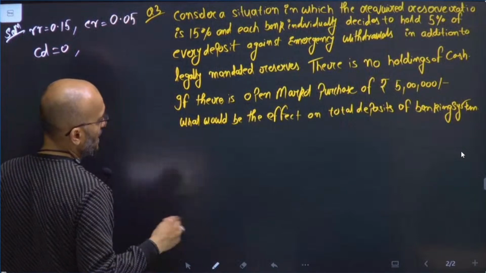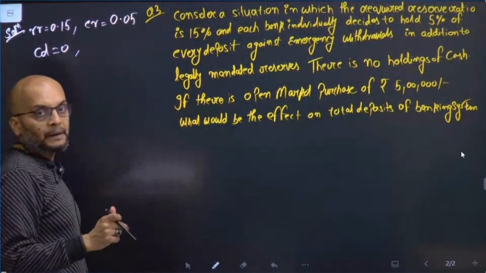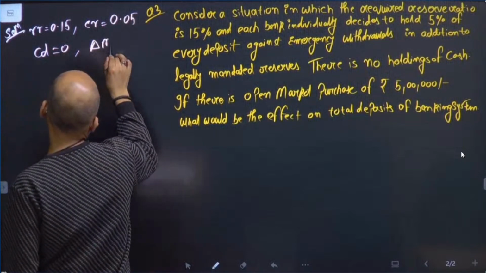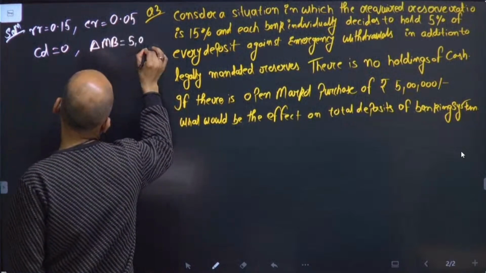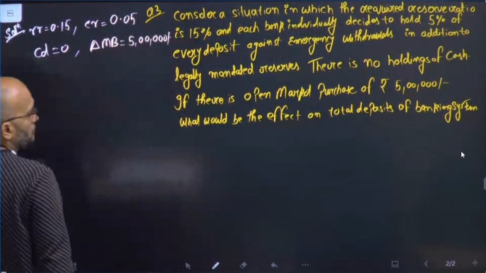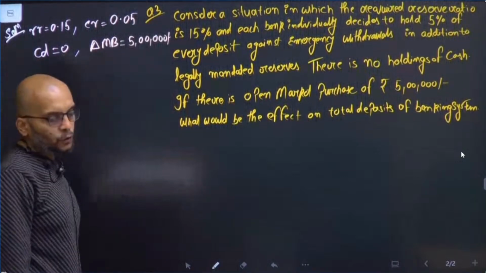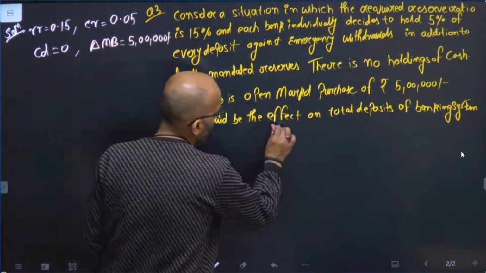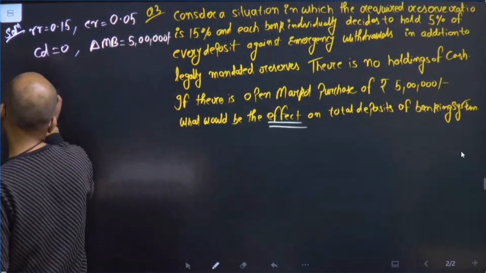Open market purchase, if there is purchase, so money is transferred to the government. That means money is there in the economy. So your monetary base is going to increase by this much. How much? 5 lakh. Delta MB will be positive 5 lakh. Now they are asking what will be the effect on total deposit. Pay attention, effect. That means they are asking change in deposit from you.